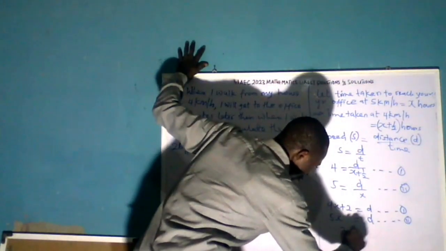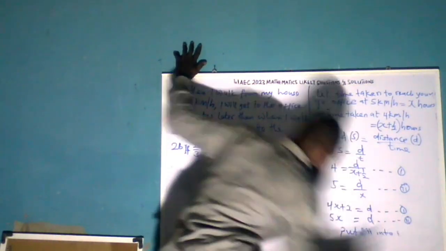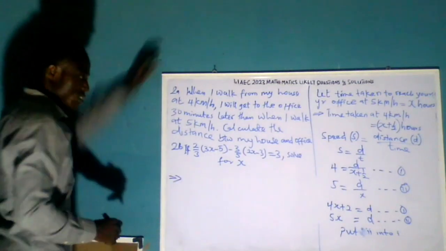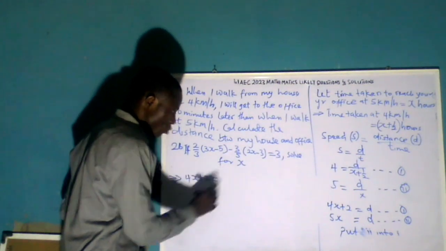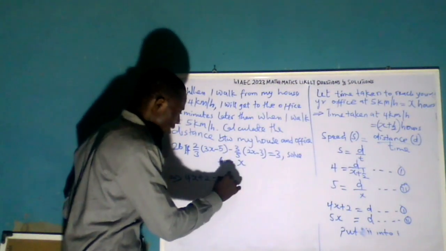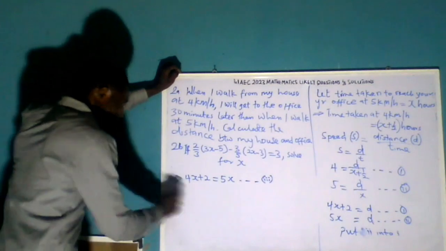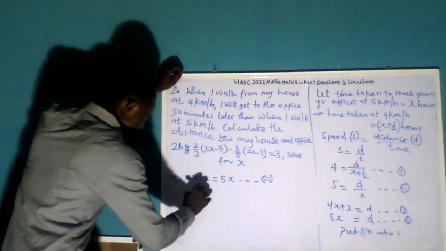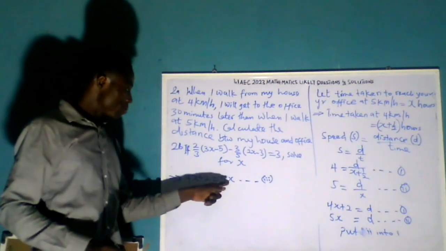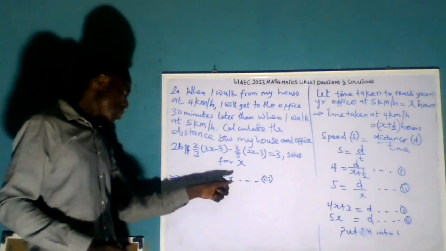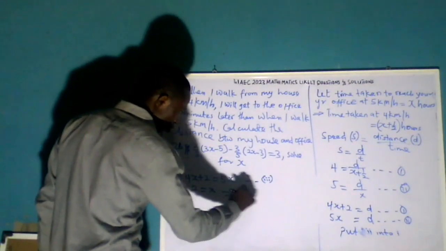Put equation 2 into equation 1, and you have the whole equation to imply 4x plus 2 equals 5x. Call it equation 3. We can simplify this to have 2 equals x, because if you collect the like terms, 4x will come here and reduce 5x to 1x. So you have 2 at this side, which implies that x is equal to 2.